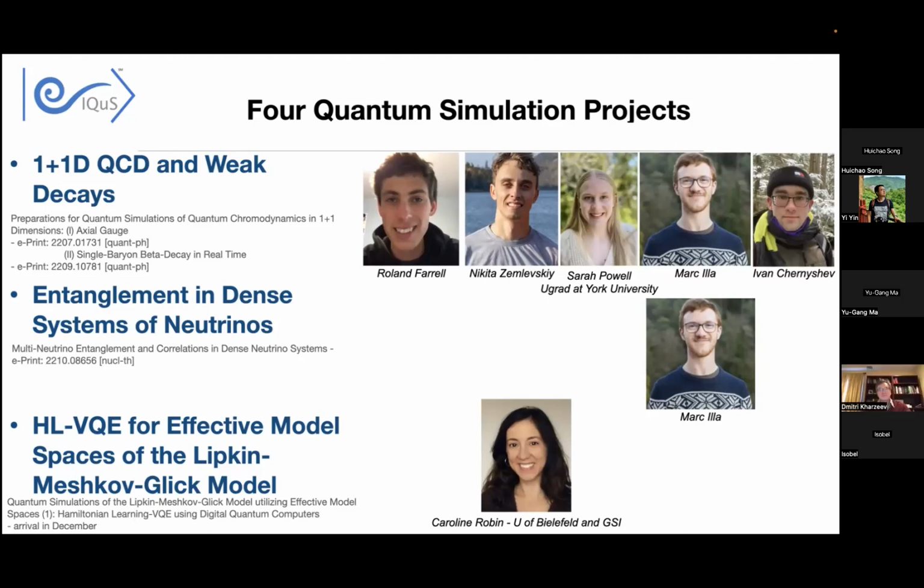The first 2 works that I'll tell you about is progress we've made in 1+1 dimensional QCD, and also looking to explore some real-time dynamics, as one would see in the lab, in this case, beta decay. This is work done with graduate students Roland Farrell, Nikita Zelimsky, and Ivan Chernyshev, postdoc Marc Illa, and undergraduate Sarah Powell. I'll then tell you about some very recent work with Marc Illa related to entanglement in dense systems of neutrinos, particularly coherent evolution as relevant for evolution of a supernova.